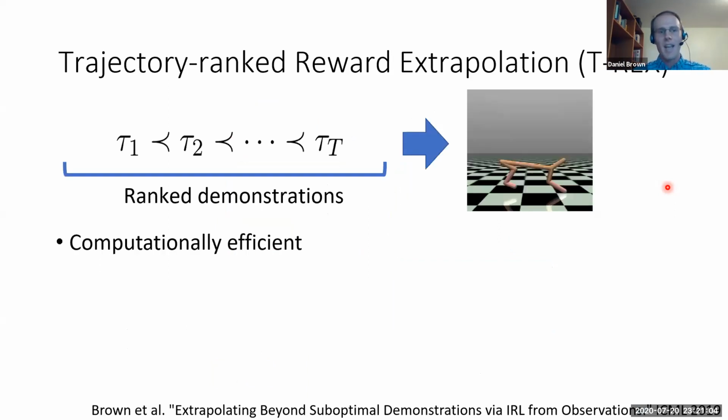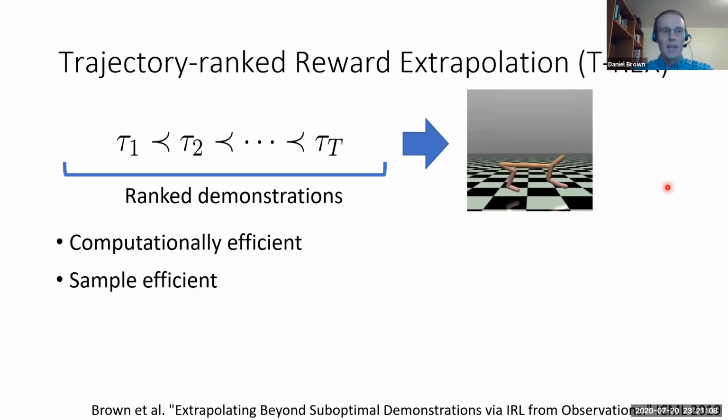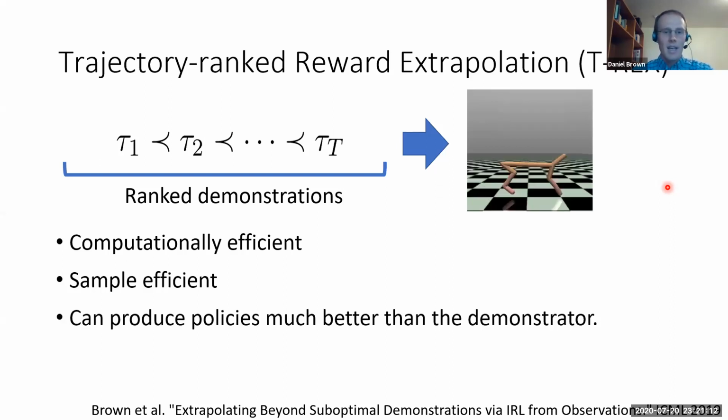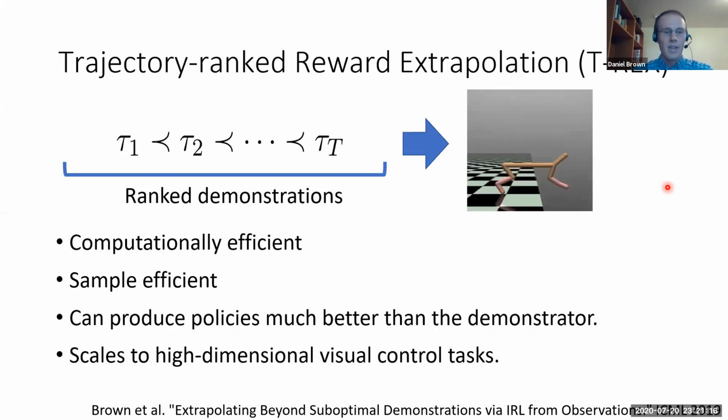This is nice because it's computationally efficient. It's just a standard classification problem. We've shown that it's sample efficient. We can learn from small numbers of ranked demonstrations, and it can often produce policies that are much better than the best demonstration. As we'll show, because of the simplicity, it allows us to scale this to high-dimensional visual control tasks.